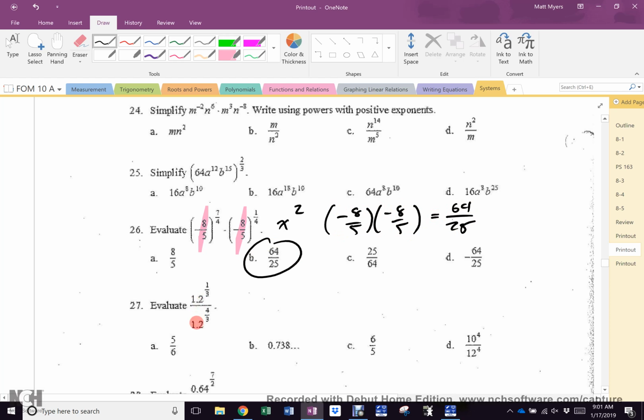Just like this one. This one shouldn't scare you at all, should it? Because what is it? That would be x and x, right? 1/3 minus 4/3 is what? -1, right? So that would be 1.2 to the negative 1, which would be 1 over 1.2, yes? Right? Which would have to be that one.